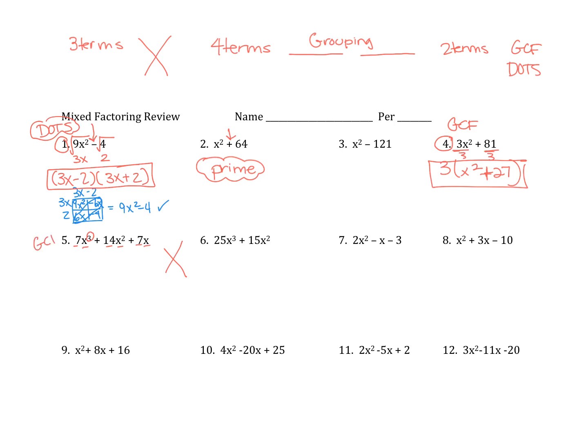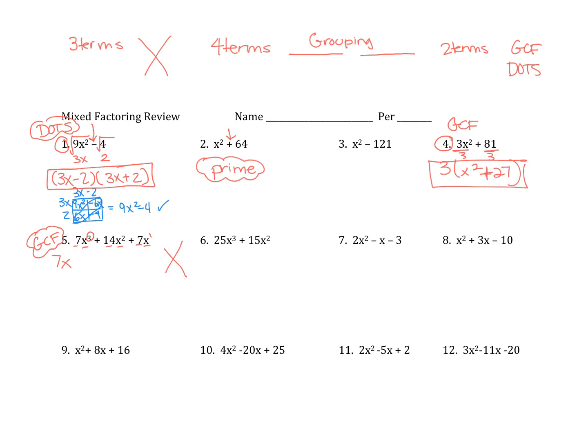This is a problem where I need to get my GCF factored first. Looking at 7, 14, 7, my GCF is 7. Looking at the x cubed, the x squared, and the x to the first, I'm going to have an x term in my GCF.